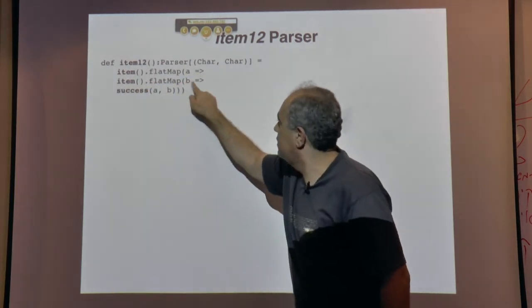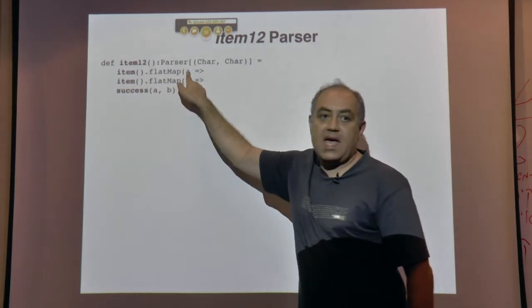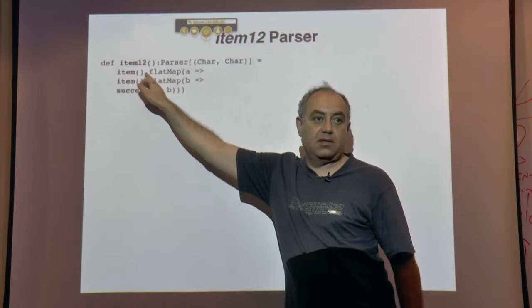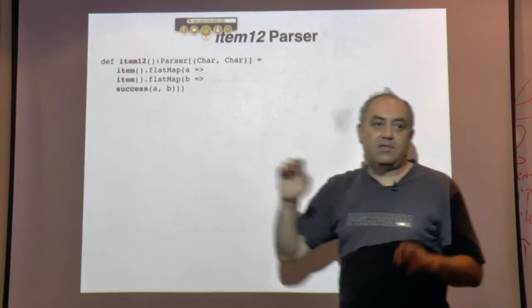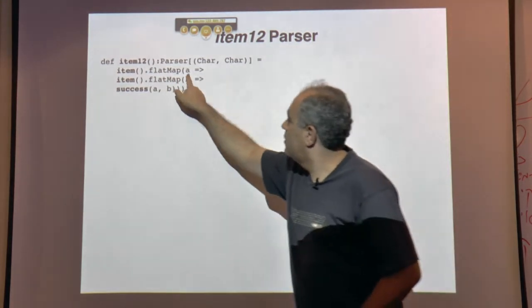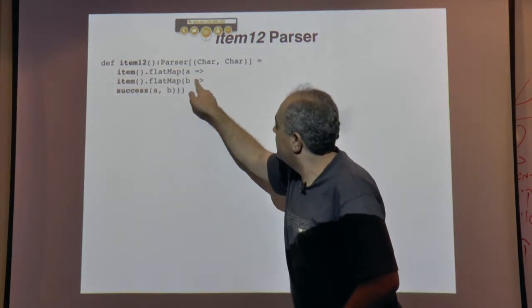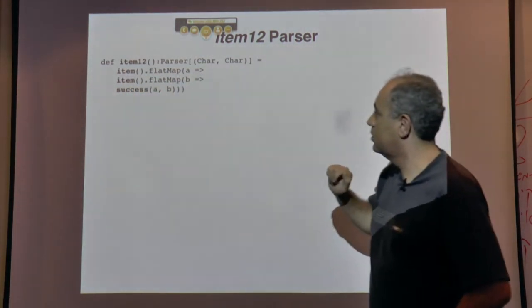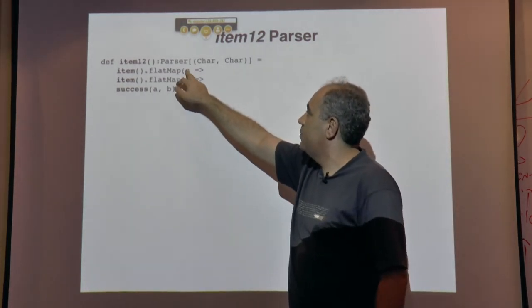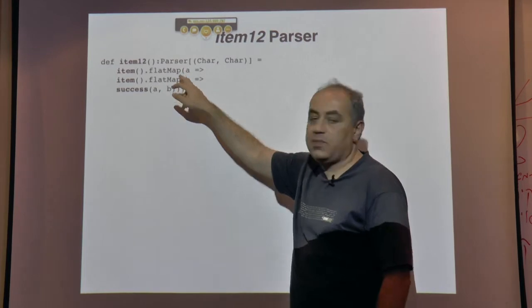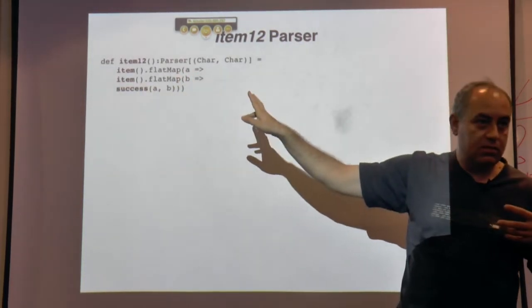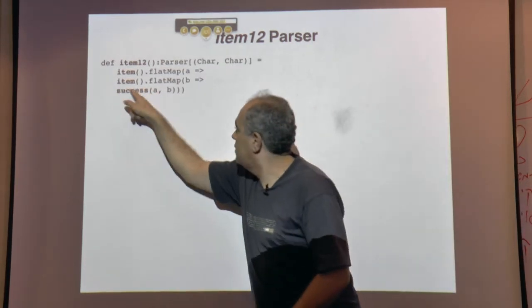Okay, all this is a function from A to some parser. That's fine, so we understand this. Now, look, it's very symmetric. So what does this part of the function do? This is a function, the flat map argument, from A to another parser. So this is another parser.